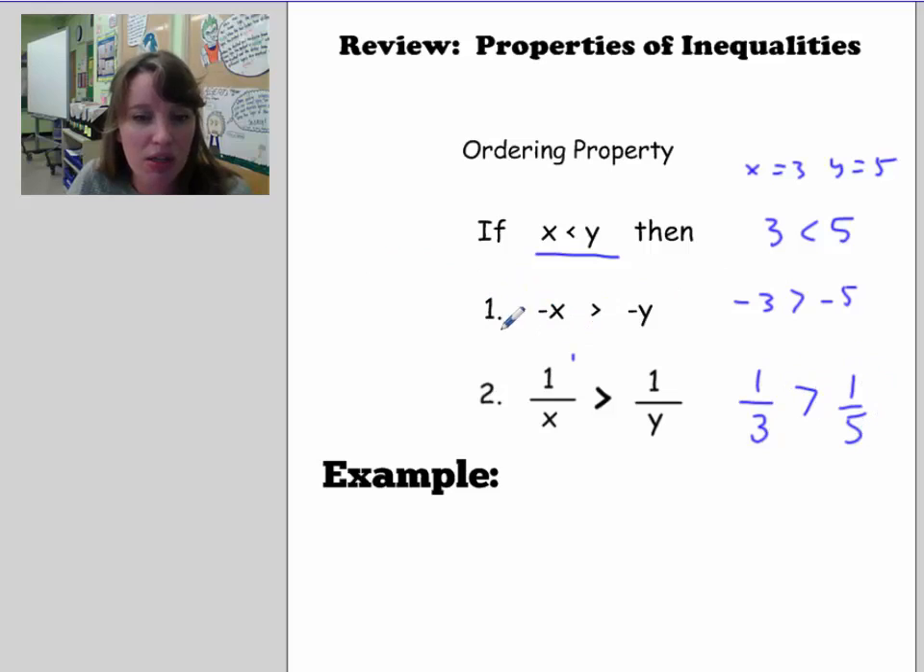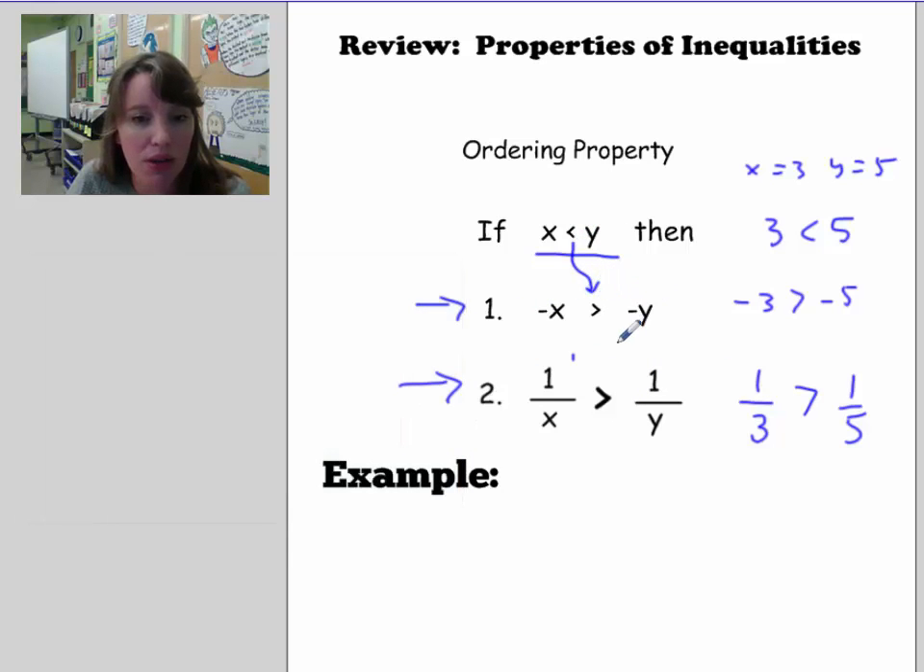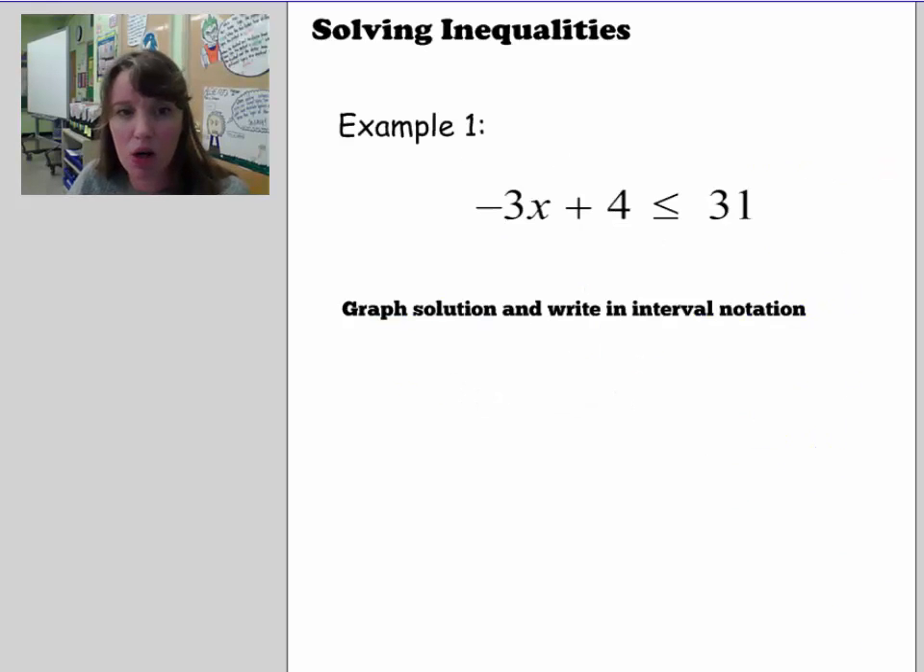So two things force the inequality to flip around. That is multiplying by a negative number and reciprocating them. Either one of these things requires you to flip around the inequality that you're using. You're first using the less than symbol, then now we're using the greater than symbol in these two examples here. This is going to come in handy when we are solving inequalities, those two ordering properties.